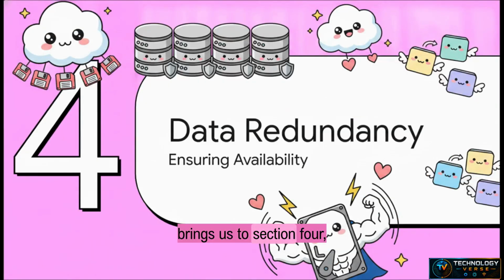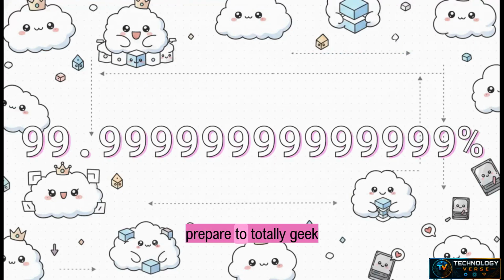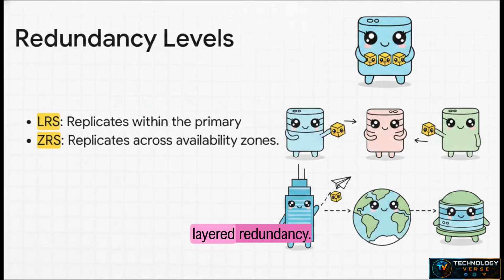Which brings us to Section 4, Data Redundancy and Availability. Okay, prepare to totally geek out for a second, because this number is just mind-boggling. 99.9999999999999%. Yes, that is 16 nines. That is the actual durability guarantee Microsoft Azure offers for data over a given year if you use their top-tier geo-redundant storage. But wait, how on earth do they manage to guarantee that your data will almost certainly never, ever be lost? They pull it off through brilliantly layered redundancy.